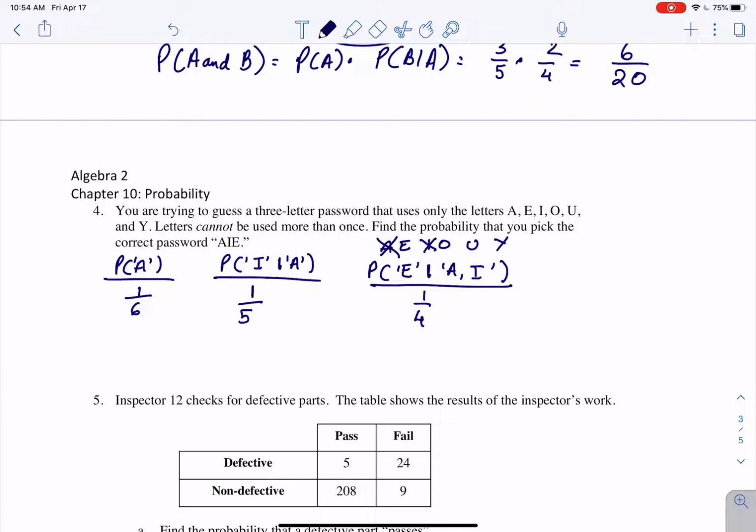This is because we can't use the letters more than once. Once I've guessed a letter correctly, I know I'm never going to have to use that letter again. That reduces the number of possibilities I have each time. And so the probability of getting all the letters would be 1/6 times 1/5 times 1/4, which is a 1 out of 120 chance.